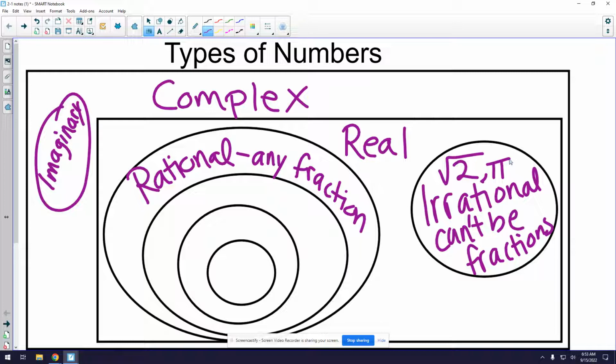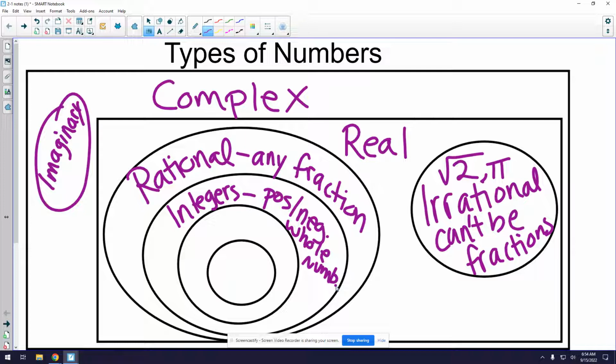Now, let's talk about the rational numbers. The rational numbers, some of them can then be considered integers also. Integers are all of your positive and negative whole numbers. 0, 1, 2, 3, 4, 5, 6, 7, and -1, -2, -3, -4, so on and so forth. So integers have no decimals or fractions, but they're positive or negative.